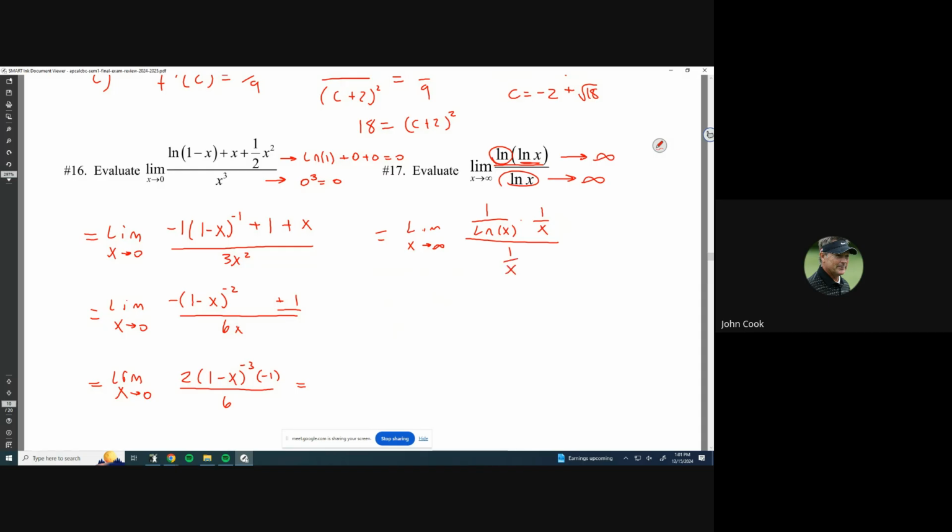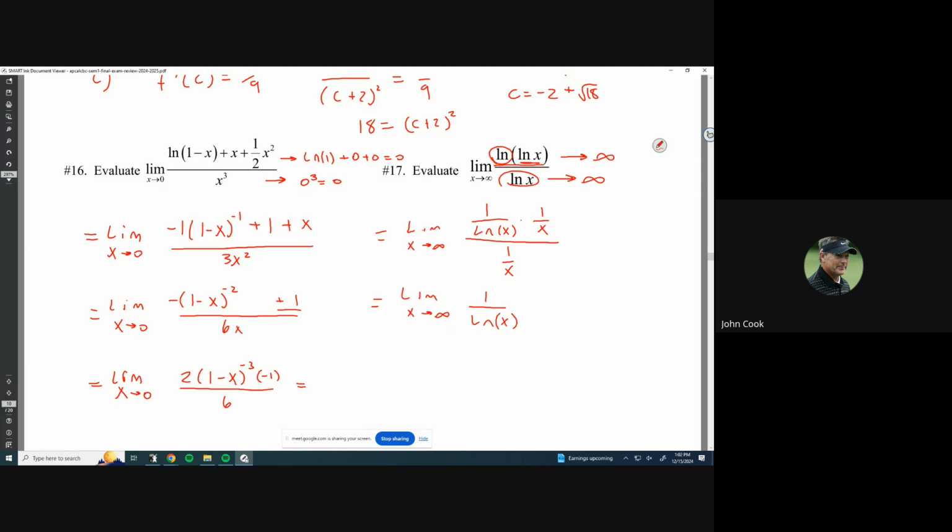Since we're not evaluating this at 0, we can just go ahead and see what happens as the 1 over x's cancel out. Another way to look at it: dividing by fractions is the same as multiplying by the reciprocal, so the 1 over x is going to cancel out. Either way, this is the same thing as the limit as x goes to infinity of 1 over natural log of x.